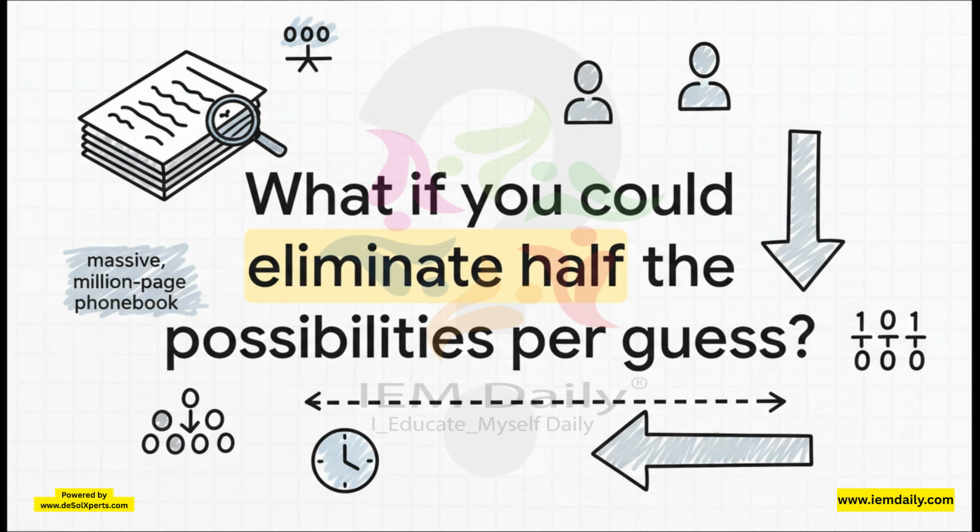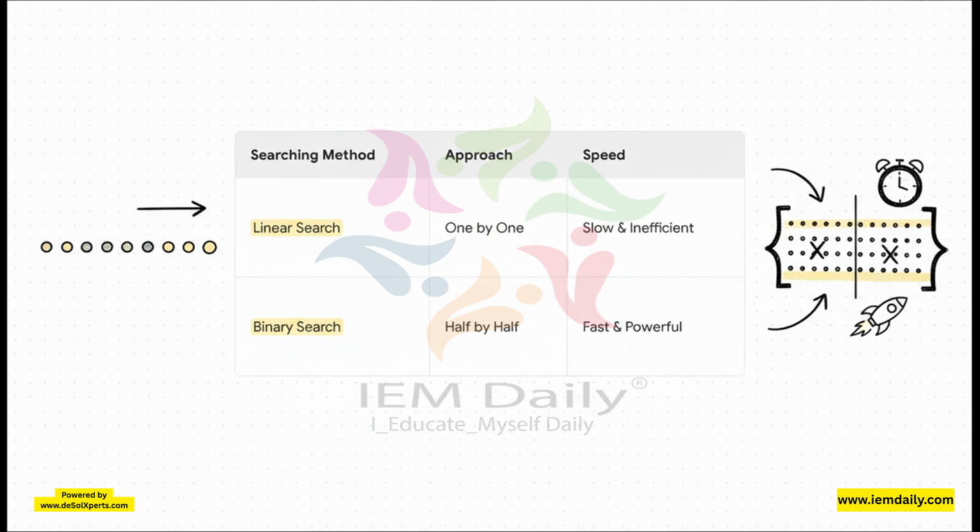But what if I told you there's a way to slash that phone book in half with every single guess you make? You know that page-by-page slog? That's what we call a linear search. And yeah, it works, but for big piles of data, it's just painfully slow and inefficient. The smarter way, binary search, works by cutting the problem in half, again and again. It is fast, it is powerful, and honestly, it's just really elegant.